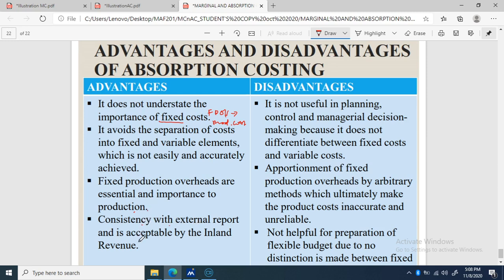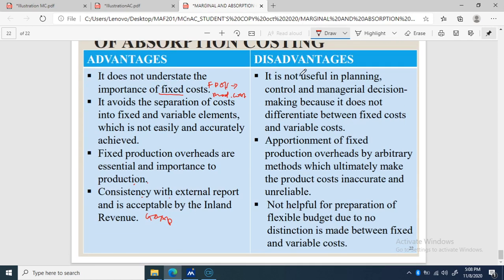It is consistent with external reporting and is acceptable under inland revenue and also GAAP. So these are the advantages. But the disadvantage of absorption costing is that it is not useful in planning. For internal management purposes, it cannot help plan because it combines fixed and variable together. It is not useful for planning, for control, and also for decision making because we do not differentiate the fixed and variable costs.